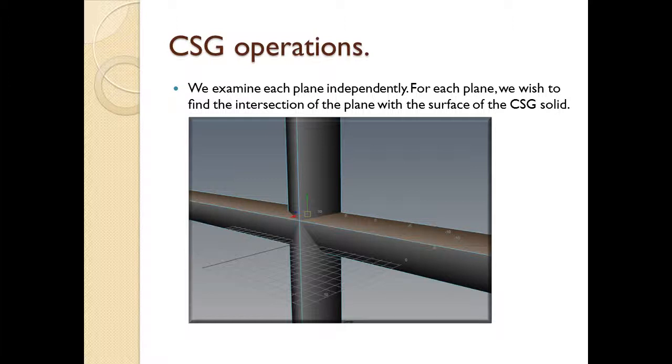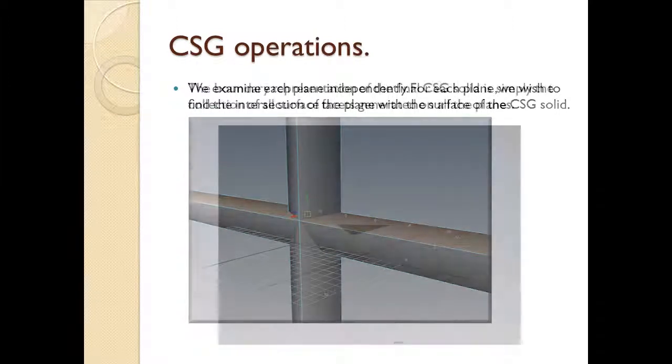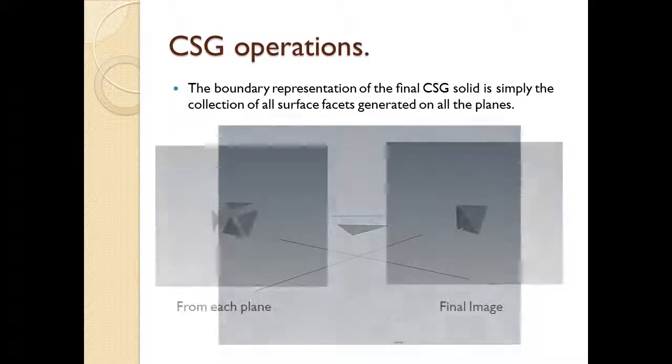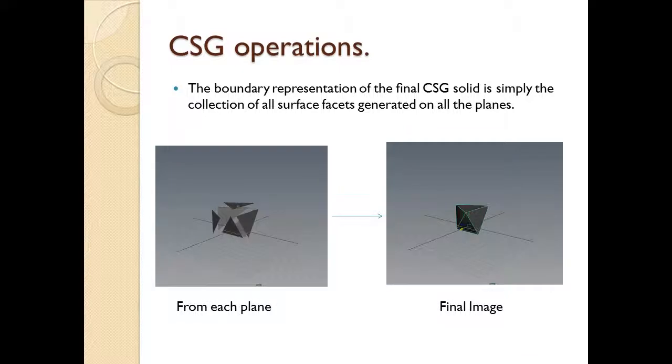For each plane, we wish to find the intersection of the plane with the surface of the CSG solid. Let's assume we get this polygon with respect to that plane. That is, this part of the polygon will contribute to the final 3D model. We do this for all the potential planes, and the boundary representation of the final CSG solid is simply the collection of all the facets generated by all planes.